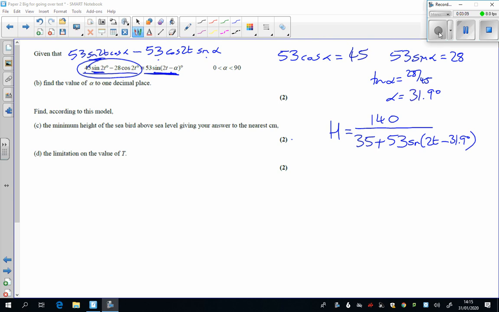We're asked here for the minimum height, so if I want that to be as low as it can possibly be, I want this to be as high as it could possibly be. And the highest this sine could ever be is 1, so the highest the whole thing could ever be is 53. 53 add 35 on the bottom, 140 on the top, and that makes 1.59 meters.